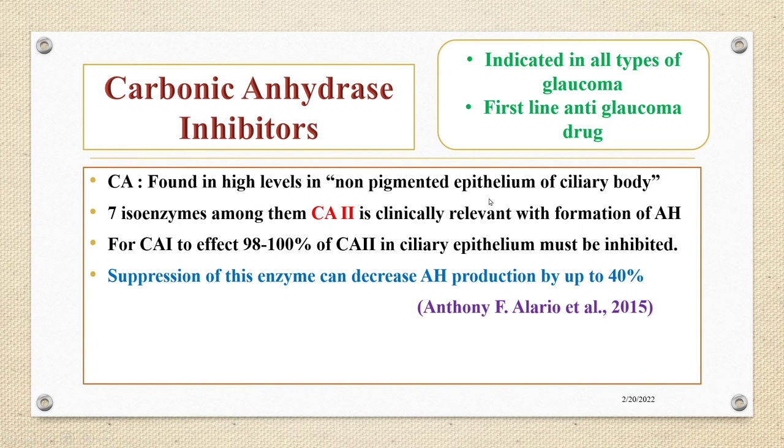This enzyme, as already said, is present in the non-pigmented epithelium of the ciliary body. There are 7 isoenzymes, among them carbonic anhydrase 2 is important. So if you want to get the action of this drug, the drug should inhibit the CA2 isoenzyme of carbonic anhydrase. Suppression of this enzyme can decrease aqueous humor production by 40%.